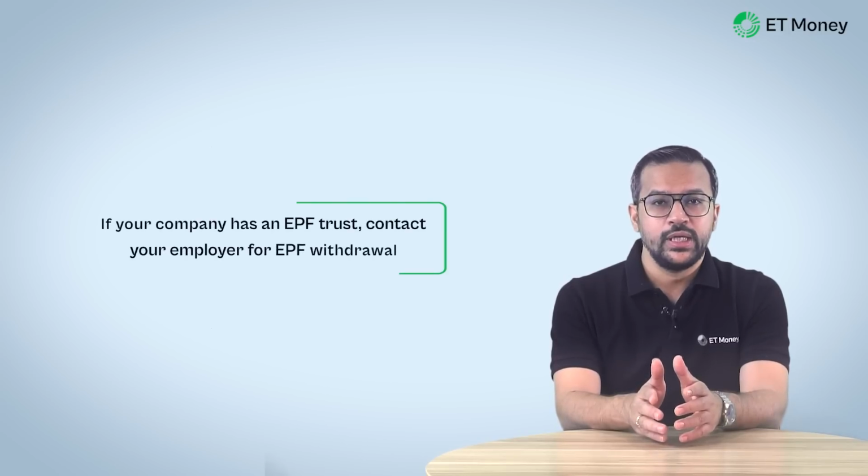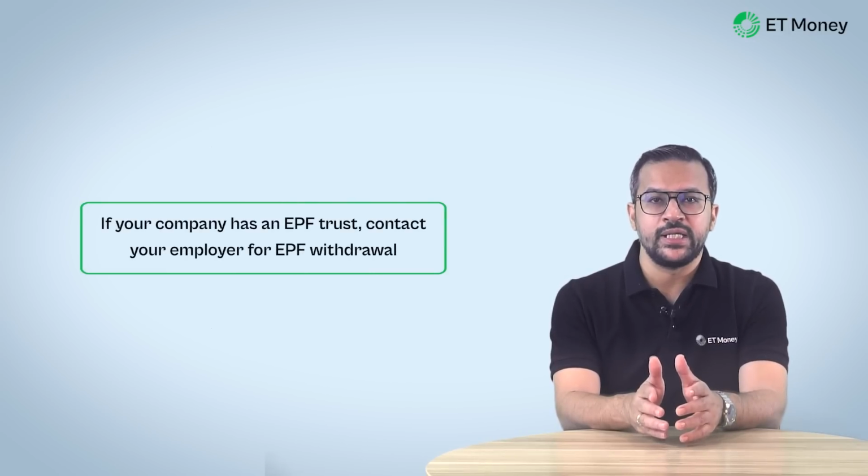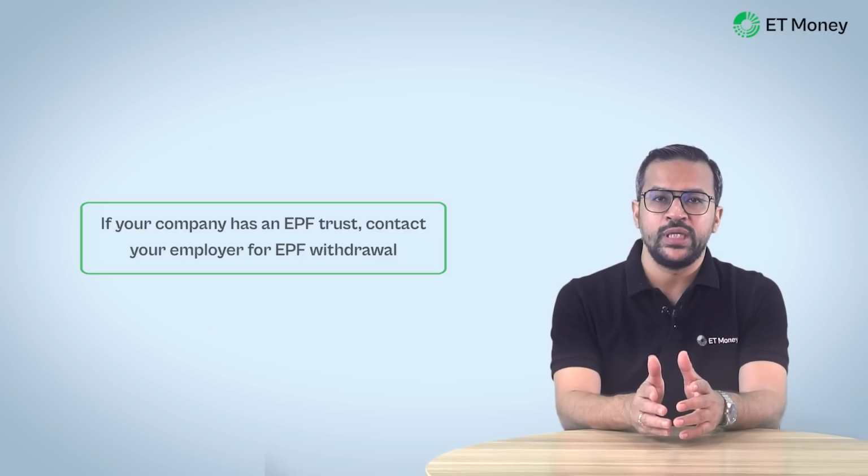Now, if you want to withdraw your PF offline, you can visit the respective EPFO office and fill out the composite claim form. One more thing, if your employer has a trust that manages employees' EPF, you cannot withdraw your EPF through EPFO's unified portal. You will have to contact your employer for EPF withdrawal.